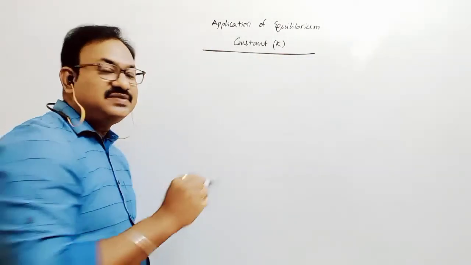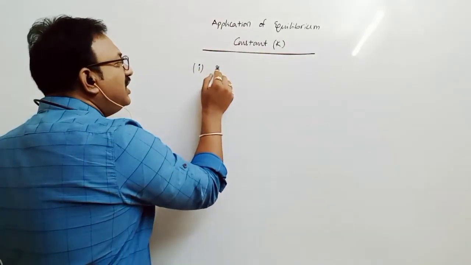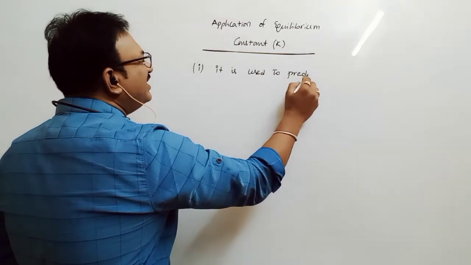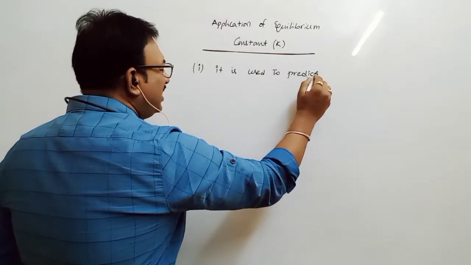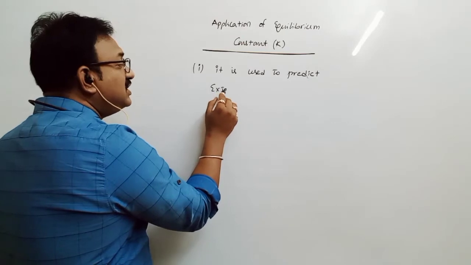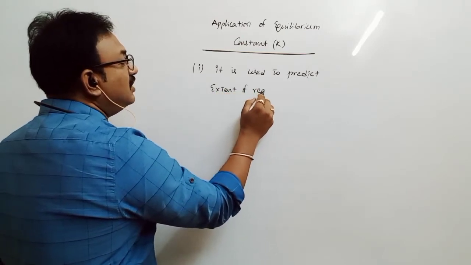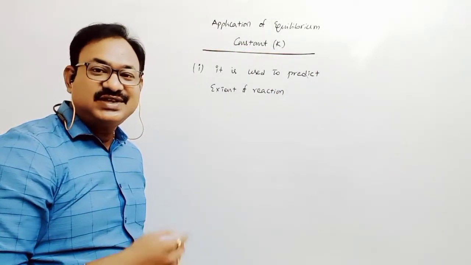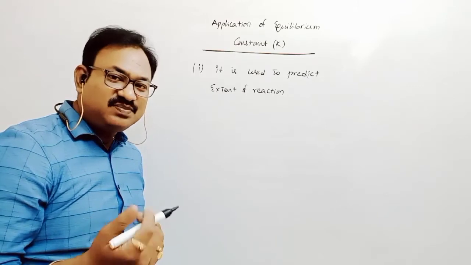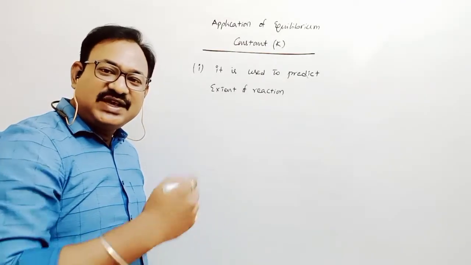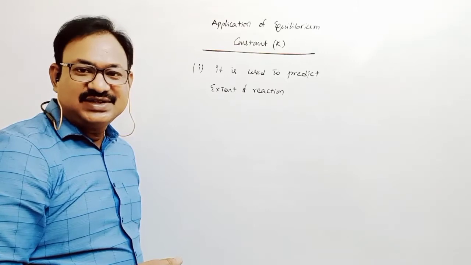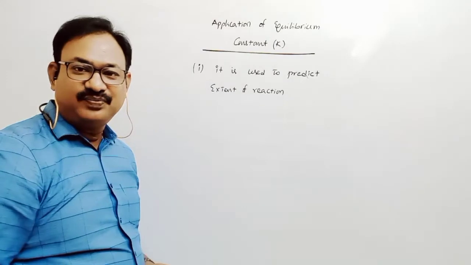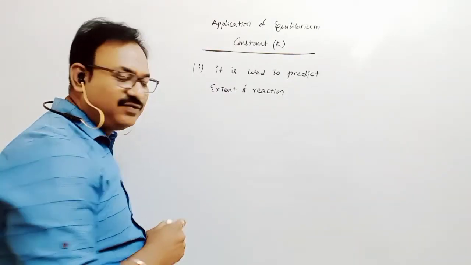Okay. So its first application is it is used to predict extent of reaction. Okay, it is used to predict extent of reaction. Sir, क्या है sir extent? It's very simple. Forward is more extent or backward is more extent. That's what we have to find. So it is used to predict extent of reaction.